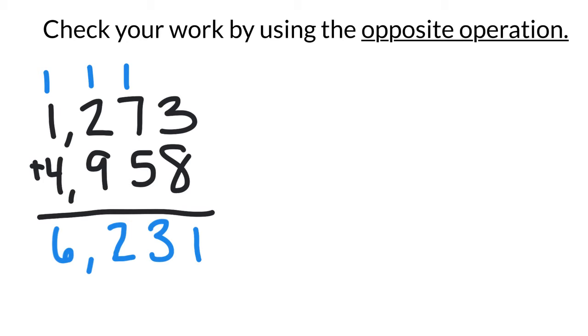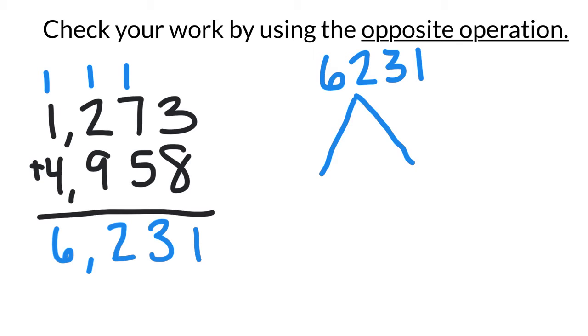I'm going to draw a diagram of what I just did using what I like to call a math mountain. So what I just did is I just added two numbers together to get a larger number. So I got 6,231 because, there's my mountain, I added two smaller numbers together. I added 1,273 plus 4,958.